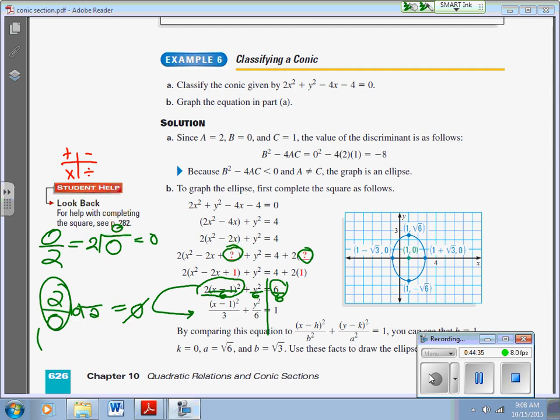All right. So where did that 1 come from, right, Sandra? Do you notice that this was 2x squared minus 4x right there?